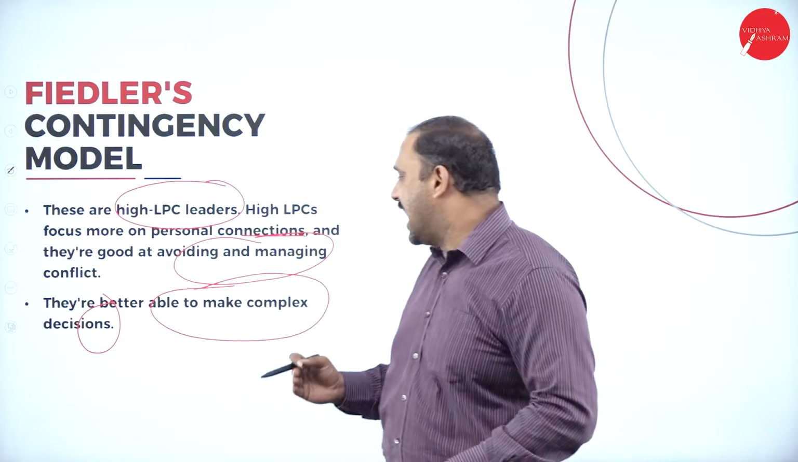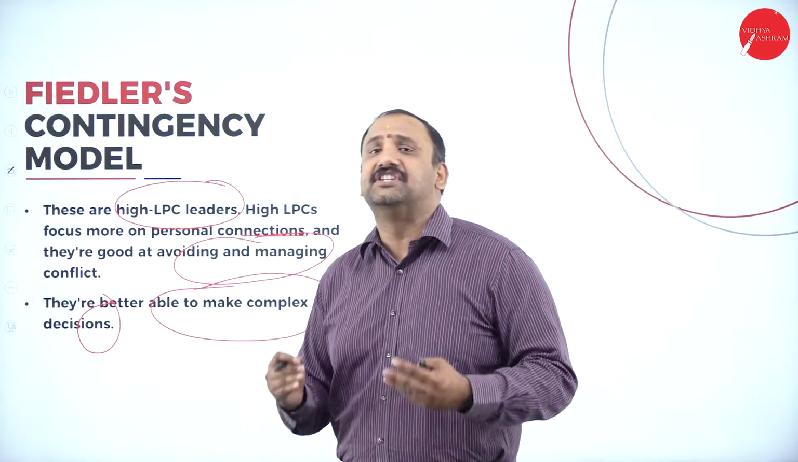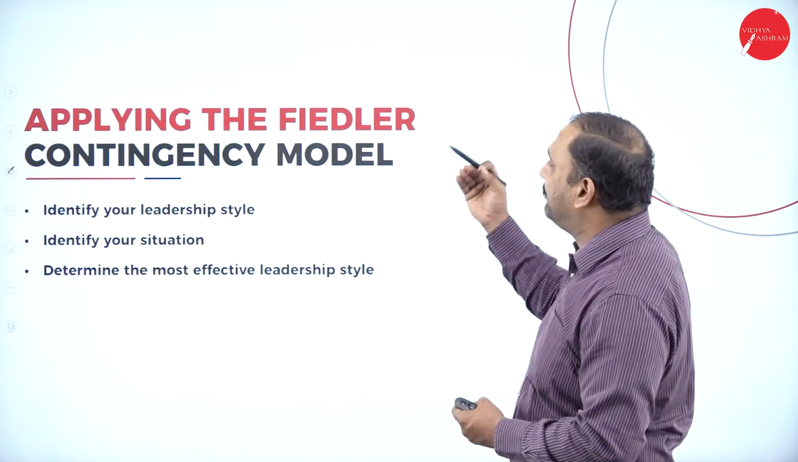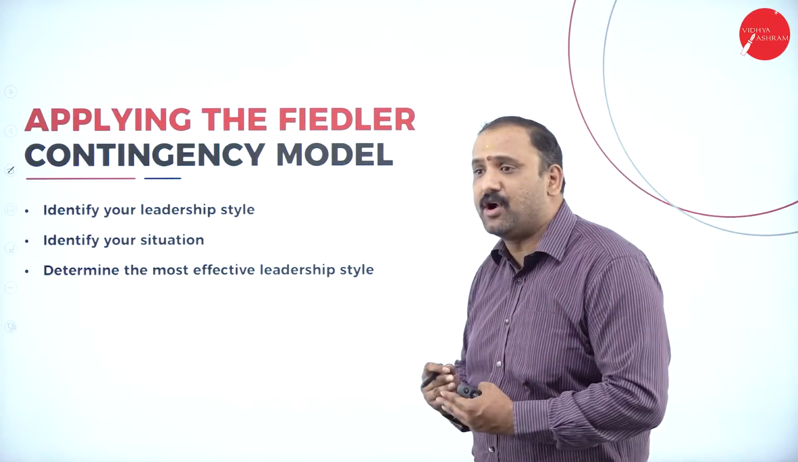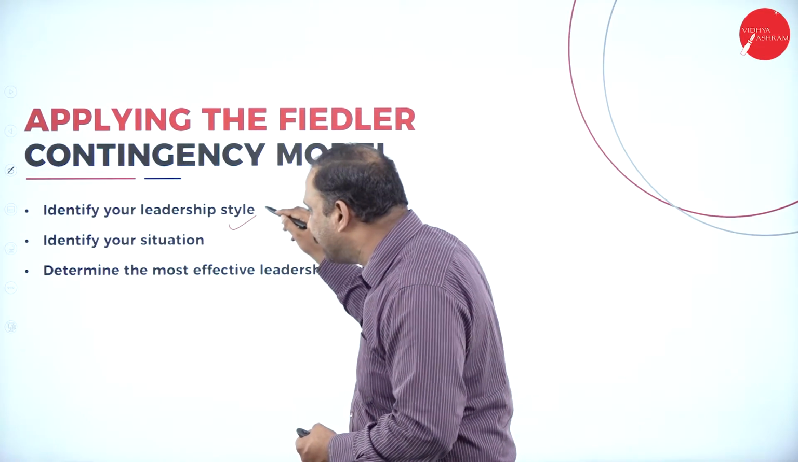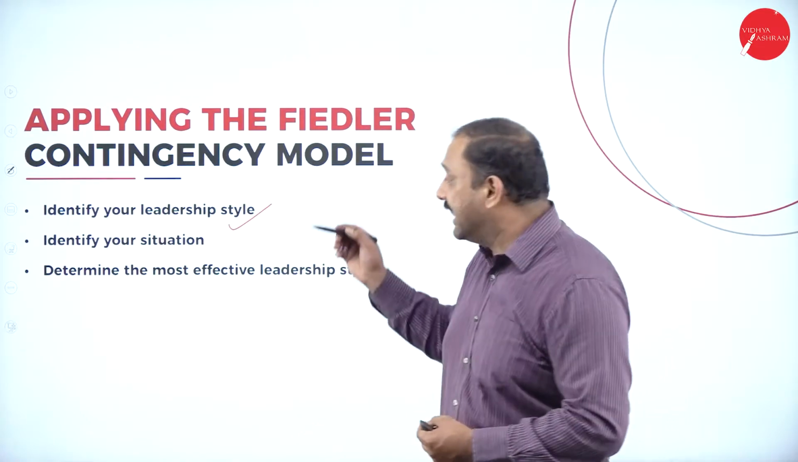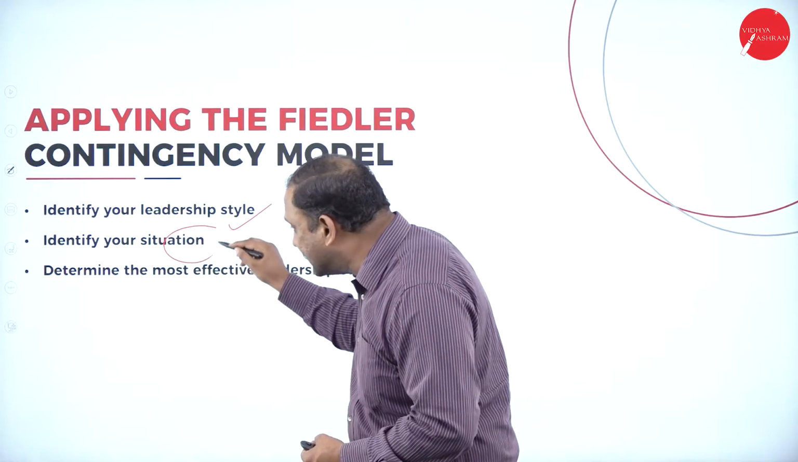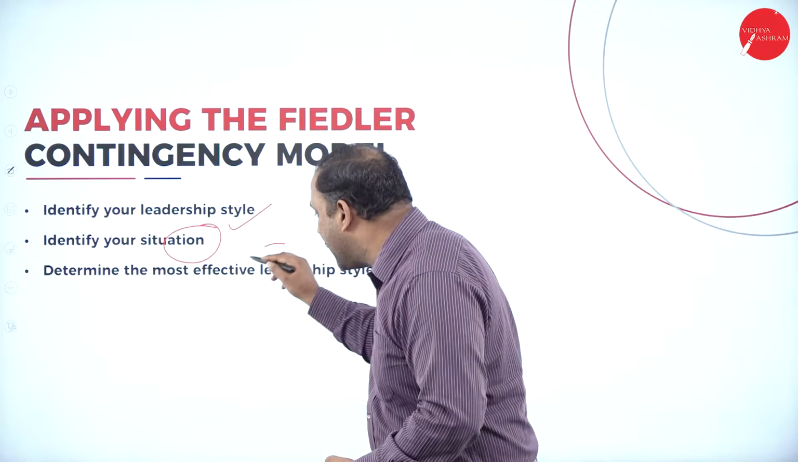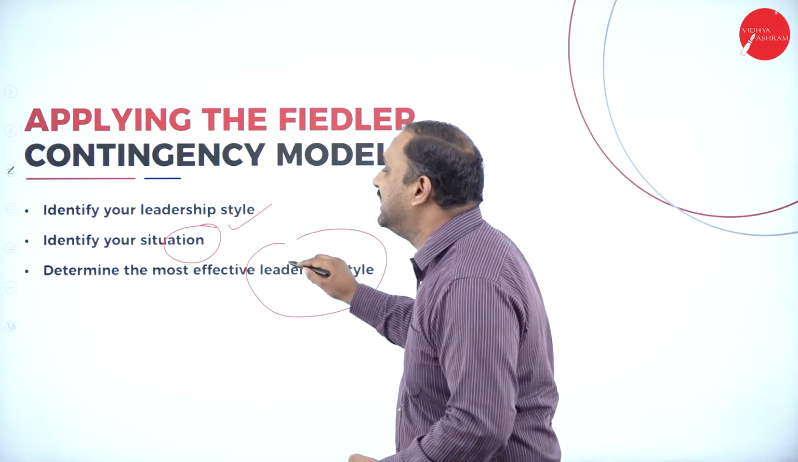So that's where I would say that complex decisions can be done in a better manner. Now, moving forward, applying Fiedler's contingency model, which is very important, will help you to identify your leadership style. It will help you to identify the situation in which you are working. It will also determine the most effective leadership style.